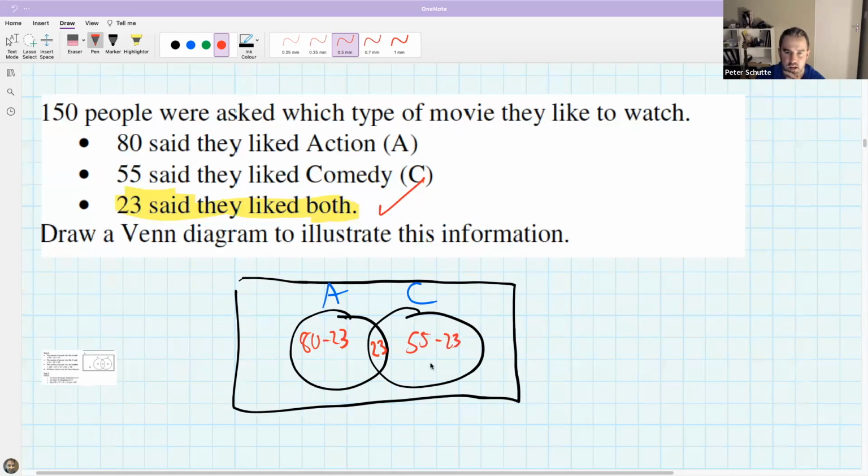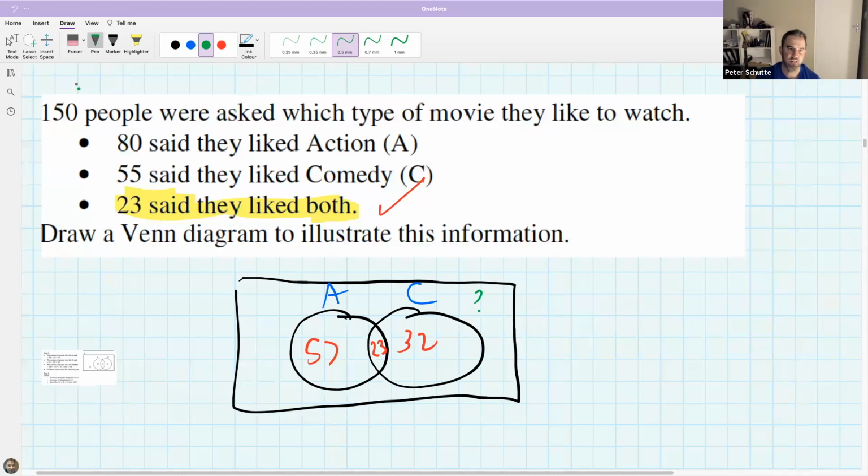So if we could just hit mutual there, I think there's been a bit of a thing there. 35 minus 3, so that's 32. And this one over here is going to be 57. Now, it is possible that people don't like action or comedy, which would be the region out here. Does anybody have an idea of what this region out here would be and how we would get it?